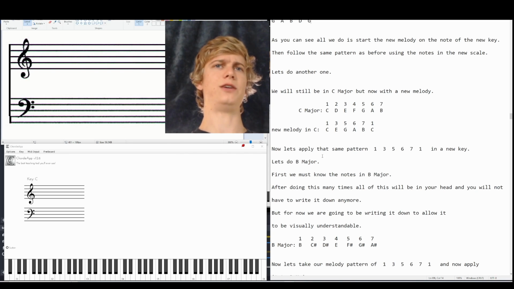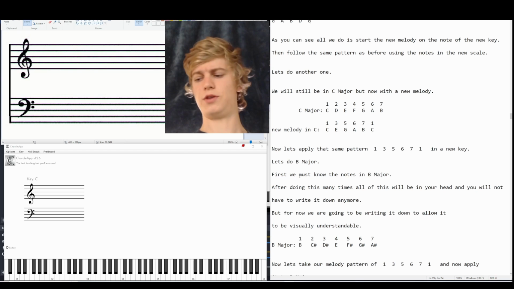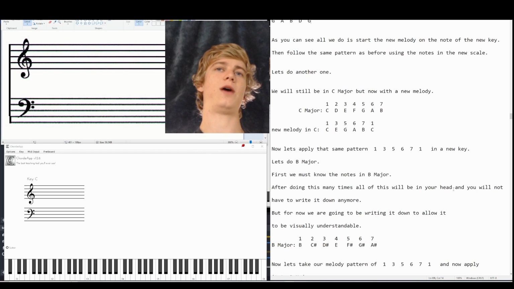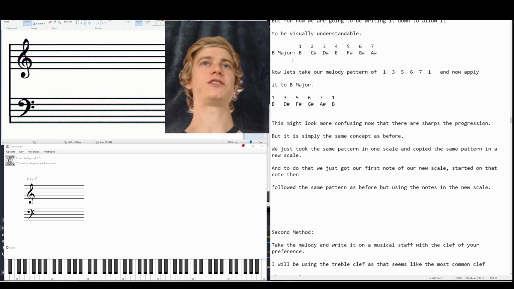So let's do B major. First, we must know the notes that are in B major. After doing this many times, all of this will be in your head and you will not have to write this down anymore. But for now, we're going to be writing it down to make it visually understandable. Okay, so here we have the B major scale. So we have quite a lot more sharps in this scale, as you can see.